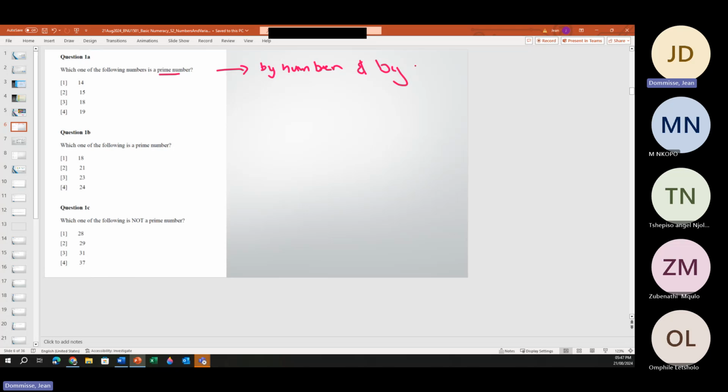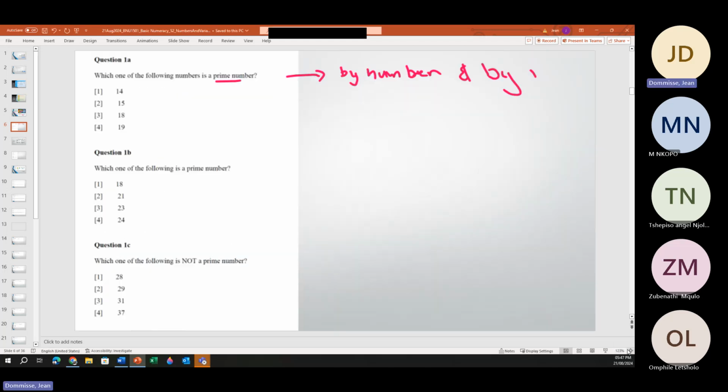Let me increase the size again. So what we love to ask is to give you a set of numbers and ask you which one is prime, or which of the following is not a prime number. So those are different sets of questions around prime numbers that they can ask. So let's look at it: a number that can be divided by itself and by 1.